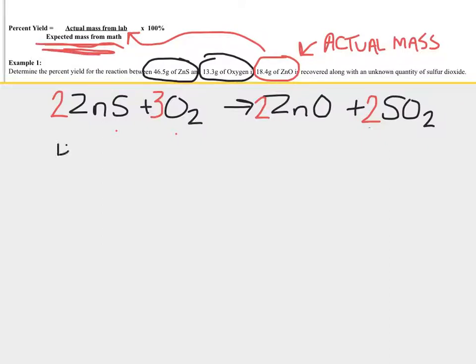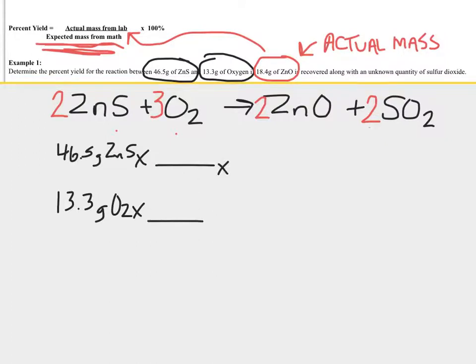I have 46.5 grams of zinc sulfide, and I also have 13.3 grams of oxygen. All right, we know that we're going to need to do a mass-to-mass conversion, which means that these are 3-steppers. Why? Because we need to go from mass of A to mass of B to figure out how much is the actual expected mass.